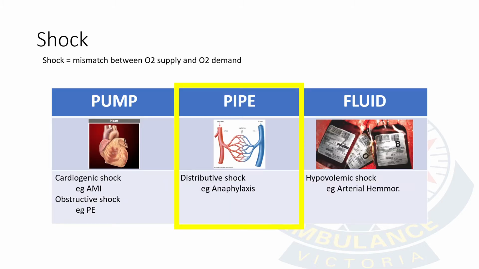So starting with a quick reminder as to what shock is. Shock is a drop in perfusion creating a mismatch between oxygen demand and oxygen supply. Trying to determine the cause of the shock can be broken down to something wrong with the pump, the pipes, or the fluid. The pump being the heart, the pipes are the arteries, veins, and capillaries, and the fluid is the blood carrying the oxygenated red blood cells to tissues. And as the highlighted picture shows, distributive shock is a problem with the pipes, which is our focus of today's reminder video.